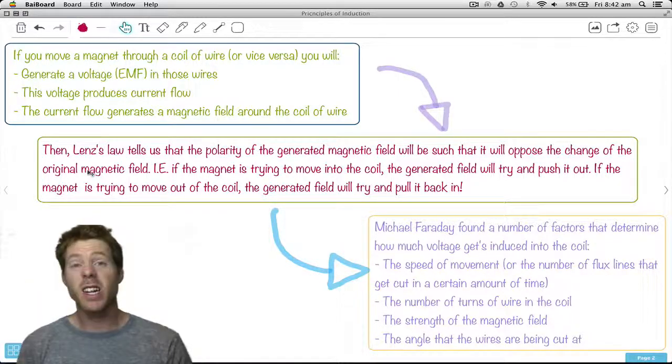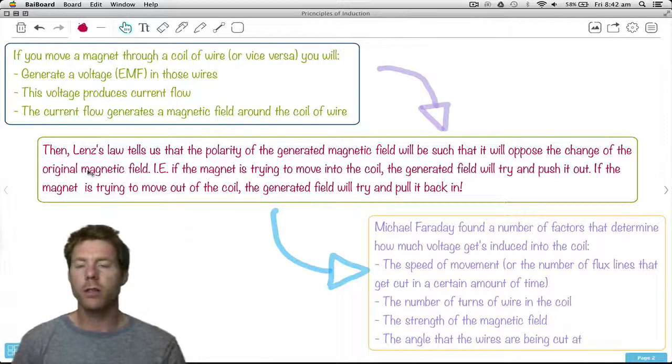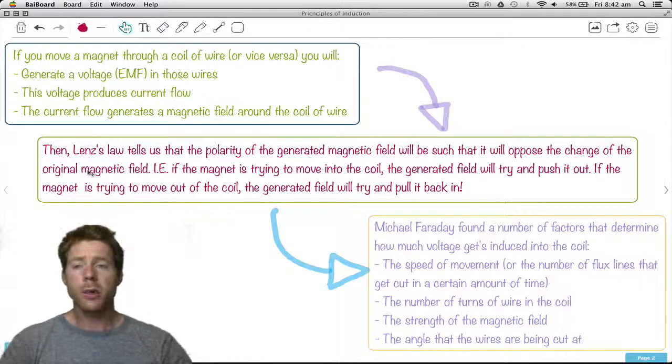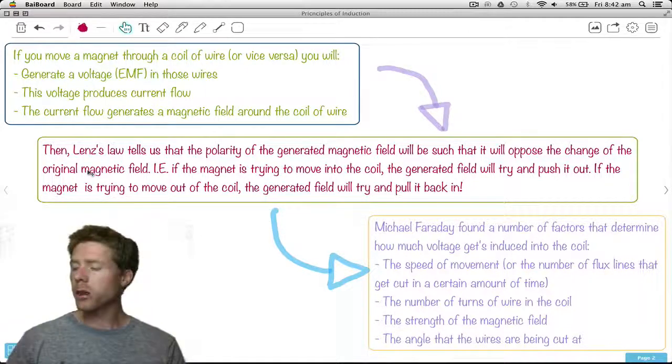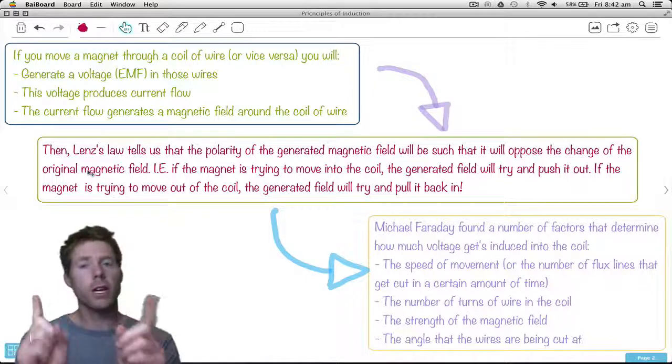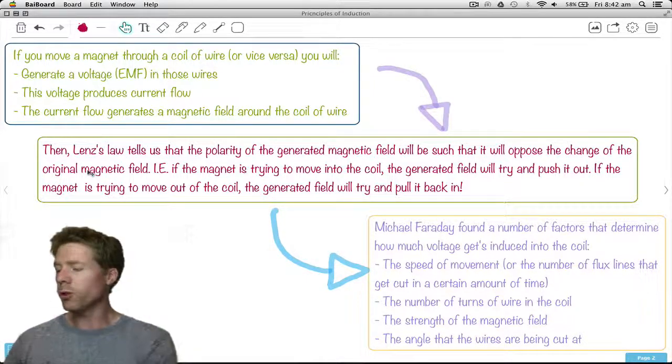And this is where Lenz's law comes into it. So you could look this up on Wikipedia. I'm paraphrasing just a little bit. Lenz's law tells us that the polarity of the generated magnetic field around the coil of wire, right here, is going to be such a polarity, so the north and south pole will show up, such that it's going to oppose what we're trying to do.